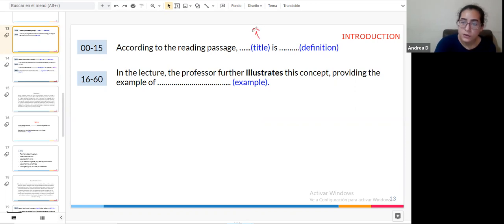Okay, so now that you've mentioned the concept and the definition, you have to move on to the lecture part. So you move on to the lecture, to the professor, and you tell me in the lecture, the professor further illustrates this concept, providing the example of, and then you explain. First, a little bit of context: providing the example of kids in school, or in the classroom, or the behavior of kids in school.